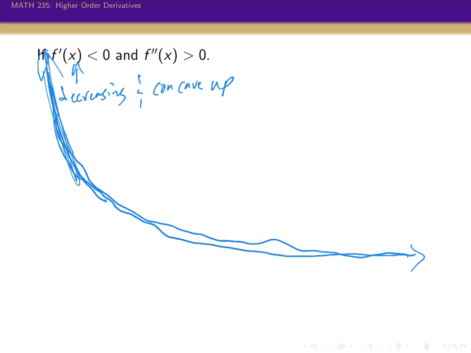Right? And if we take these tangent lines, the slope there is very negative, but as we move further over, it has flattened out. And so at the end, it's still a little bit negative, but not nearly as negative as it was at the beginning.